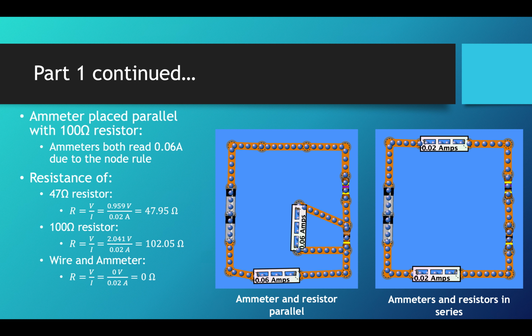Resistances were calculated for the resistors, wire, and ammeter. For the resistors, our calculated experimental values vary just slightly from the actual ohmic resistor values, as can be seen. Also, the wire and ammeter had no resistance as expected, given there is no potential drop in these segments.